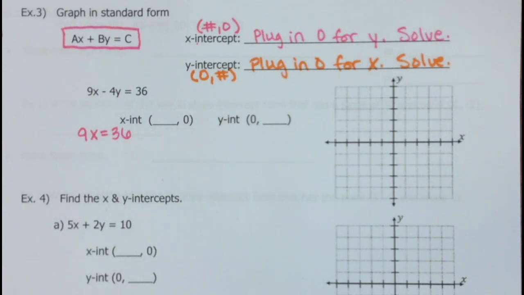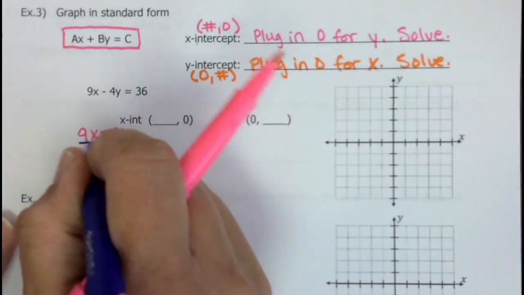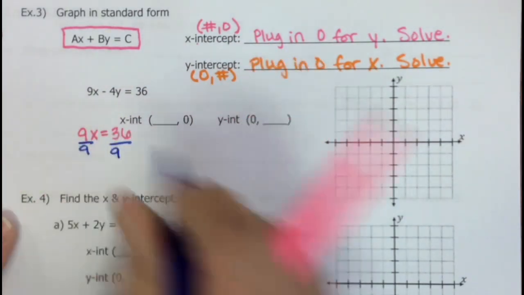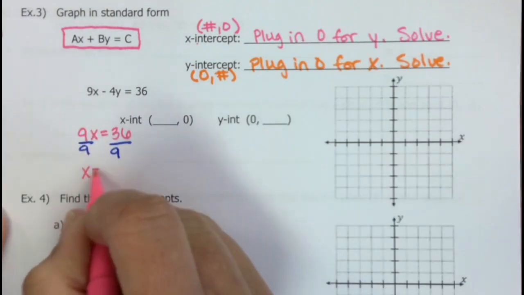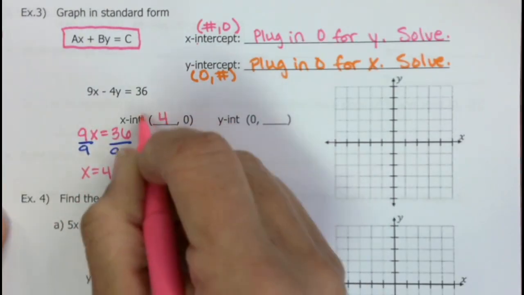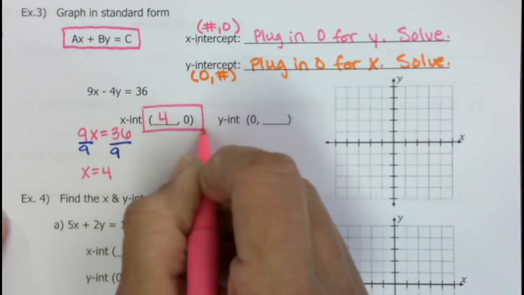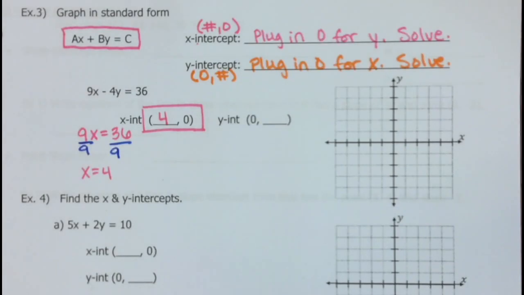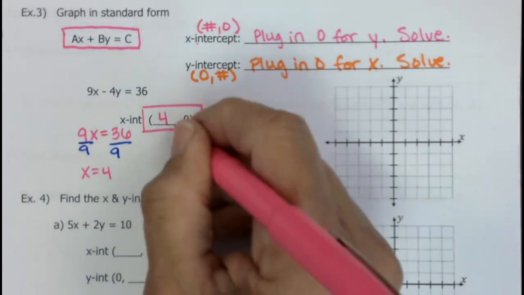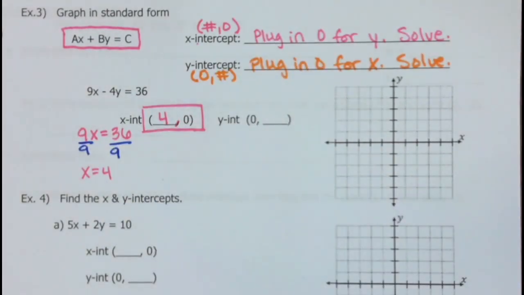And then just continue to solve it. So then I would divide by 9 and get x equals 4. So the x-intercept, which needs to be written as an ordered pair, would be (4, 0). We always write intercepts as ordered pairs. Okay?